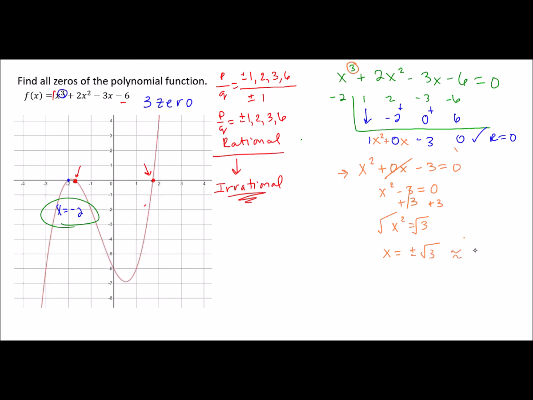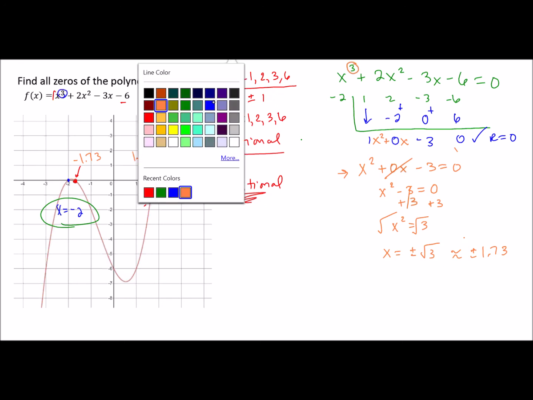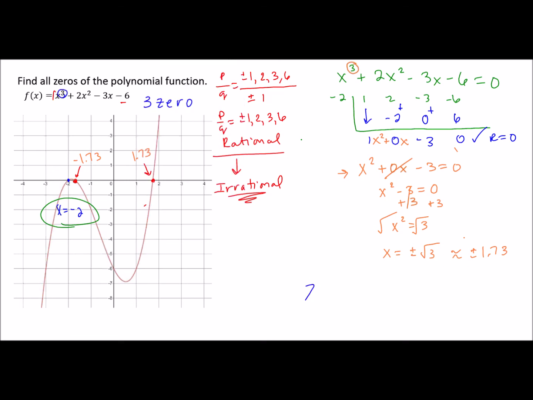Now that's approximately plus or minus 1.73, which looks accurate. This looks like -1.73 about. This looks like positive 1.73. So our zeros are -2 and then plus or minus square root of 3.